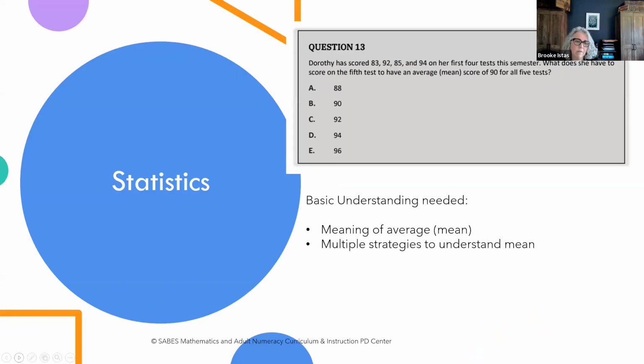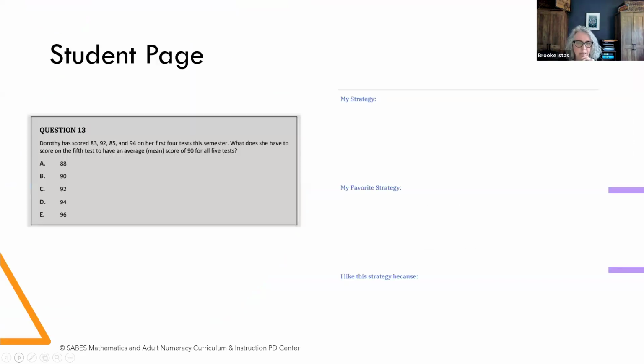Here's another. Let's look at statistics. Here's another test question that they may see on a high stakes test where Dorothy has scored 83, 92, 85, and 94 on her first 4 tests this semester. What does she have to score on the 5th test to have an average mean score of 90? So a couple things that they need to be able to understand. What does mean mean? So vocab is important, and then multiple strategies to understand mean, because we all need a lot of tools in our toolbox.